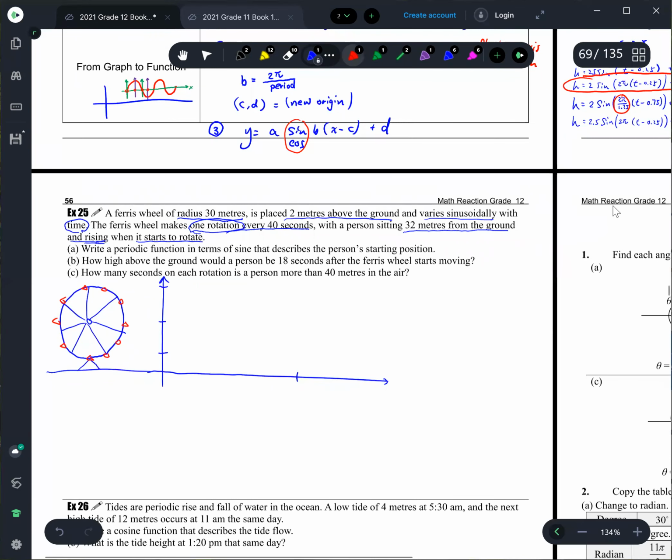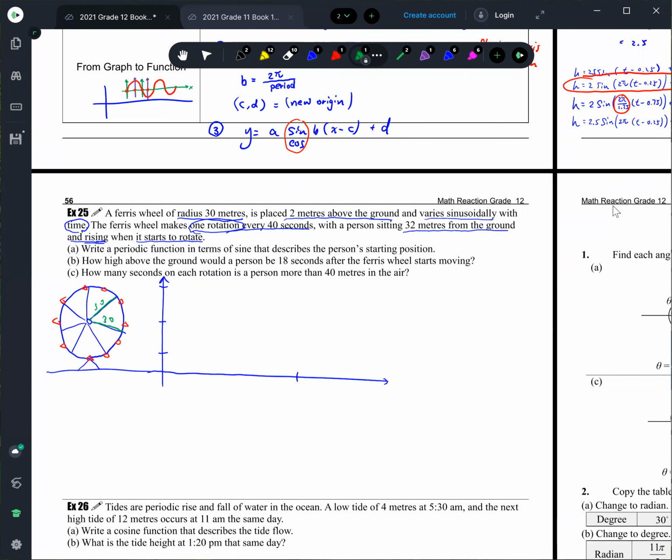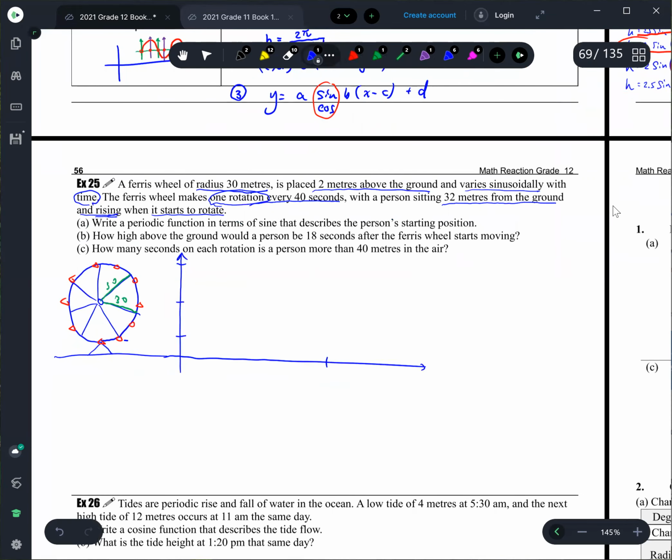Okay, if you finish the graph, please raise your hand. Radius of 30, okay? Radius means this thing is 30, okay? 30 everywhere. Two meters above the ground, so that's referring to this part. Okay, the Ferris wheel is being placed because you cannot put the Ferris wheel on the ground, right? It will roll away. It will become a roller coaster then.